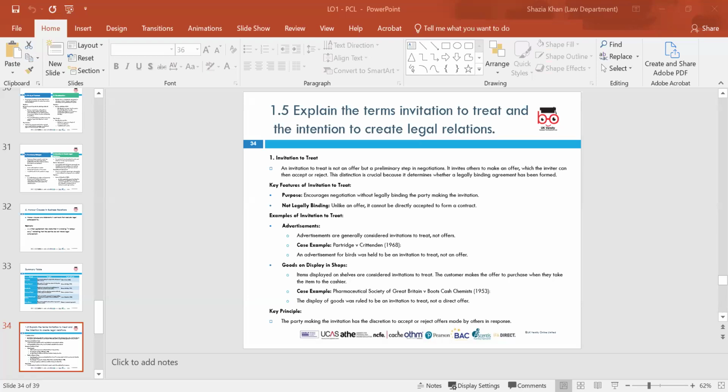An example is a price tag on a product in a store, which is considered an invitation to treat, as the customer can choose to purchase it at that price, but the store is not bound to sell it until the customer makes an offer.